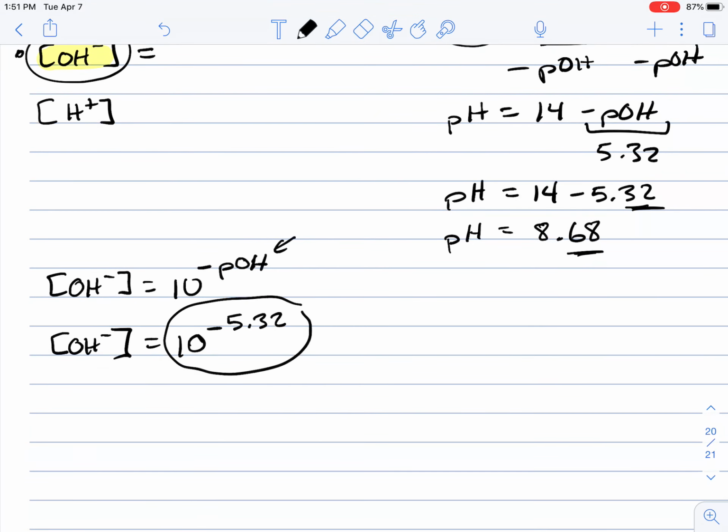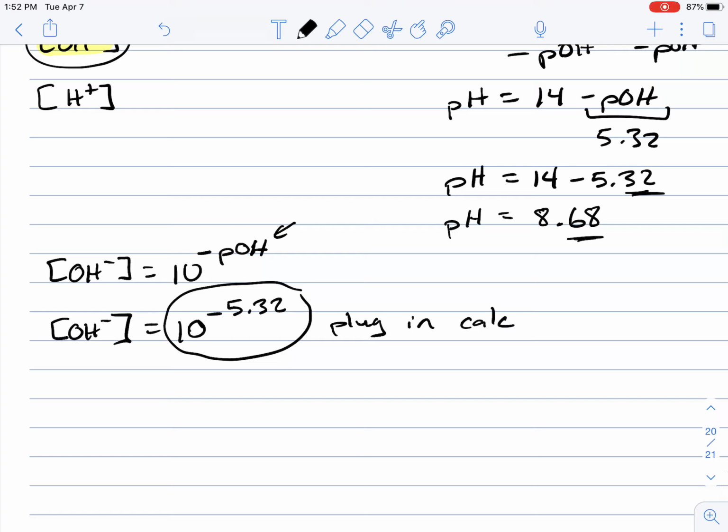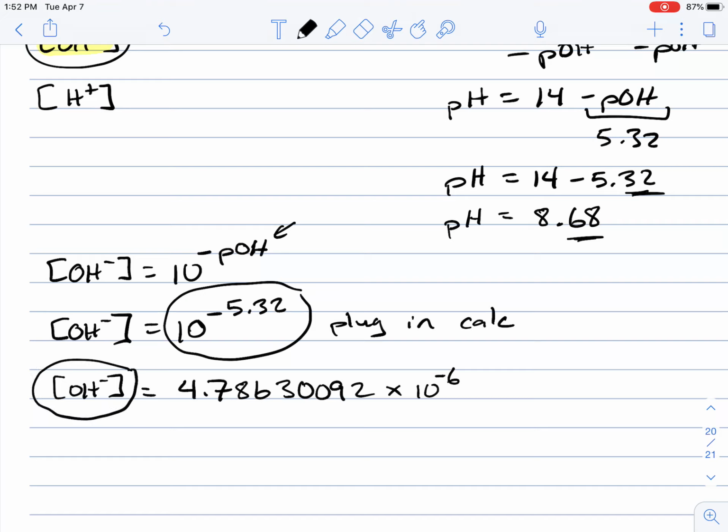And so this is what I'm going to plug into the calculator. Now, if you plug that into the calculator, the concentration of hydroxide is going to equal 4.78630092 times 10 to the negative 6. And once again, since I'm solving for the concentration of hydroxide, I need to remind myself to add in the unit of molarity at the very end of my answer.